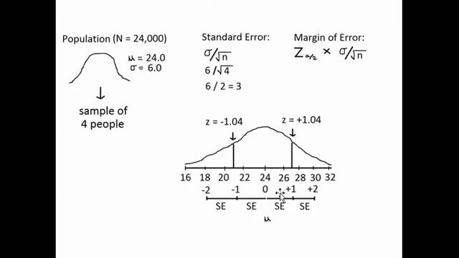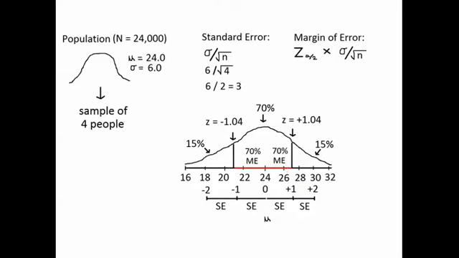That's because the standard error went down to 3, and each of these bars is now smaller than it was before. So 1.04 isn't as far out this way as it used to be, and negative 1.04 isn't as far out this way as it used to be. That means that if we wanted to calculate the 70% margin of error, like we did last time, the 70% margin of error would be smaller because the distance from the population mean to these two boundaries isn't as big as it used to be in our last example.